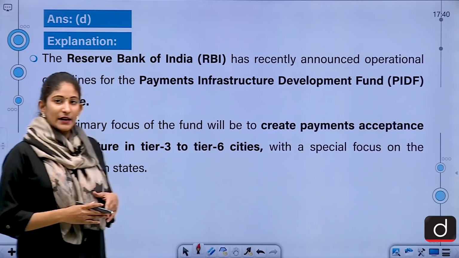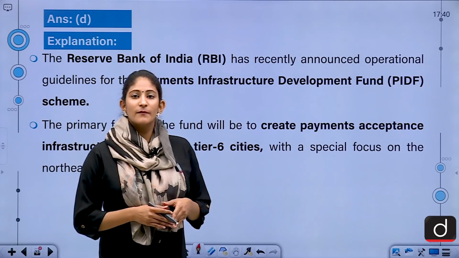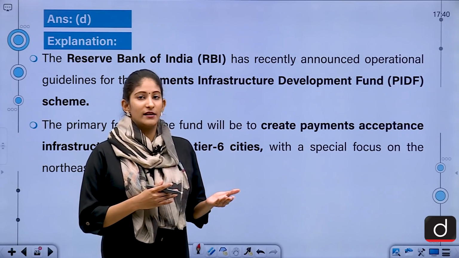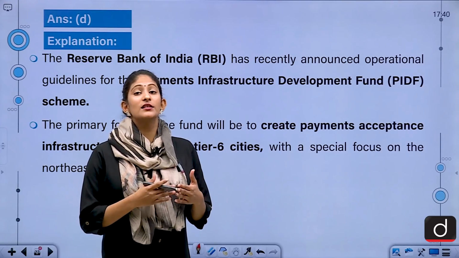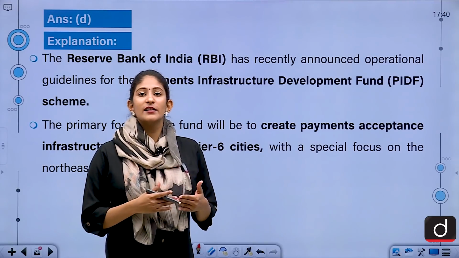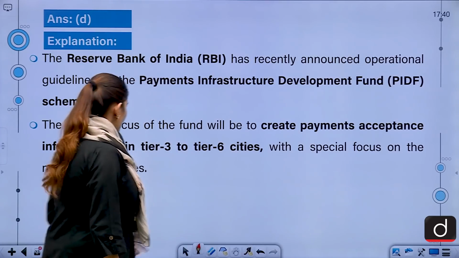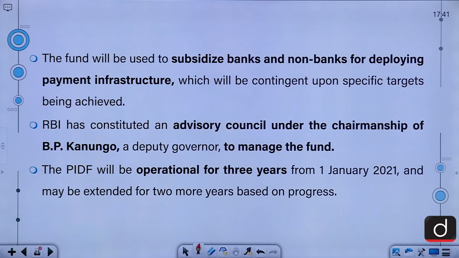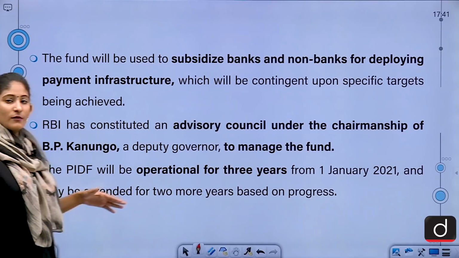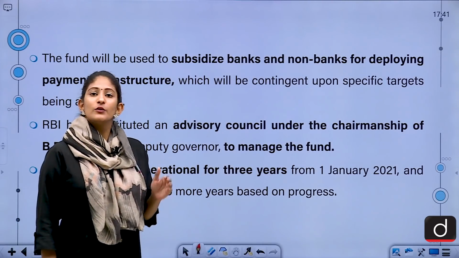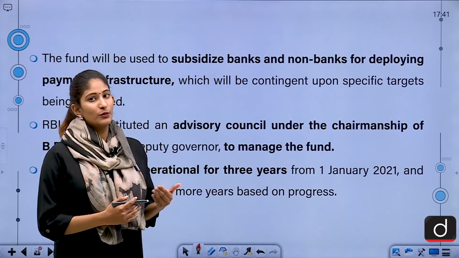Now, PIDF will provide infrastructure to the acquirers in order to increase digital inclusion in the areas where digital penetration is not at satisfactory levels. The fund will be used to subsidize banks and non-banks for deploying payment infrastructure, which will be contingent upon specific targets being achieved. The acquirers will also submit a quarterly report to show what progress has been made throughout.